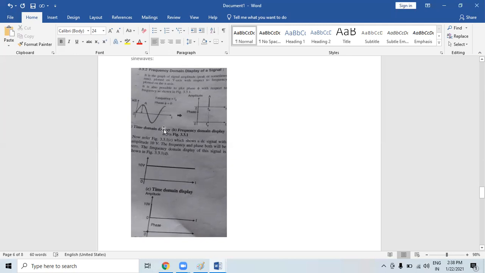So this diagram shows a DC direct current signal with amplitude 10 volts. The frequency and phase both will be zero. The frequency domain display of the signal is shown like this. Okay, frequency domain 10 volt display like this, time like this. Okay, then in time domain, then in your frequency domain display like this. In conclusion, in this frequency domain we can show two characteristics of the signal using one vertical line, which you can see, and first is the amplitude, right? And the second is the frequency. So a vertical line we can see for amplitude and frequency of the signal. We can also show the phase of the analog signal in the frequency domain representation.